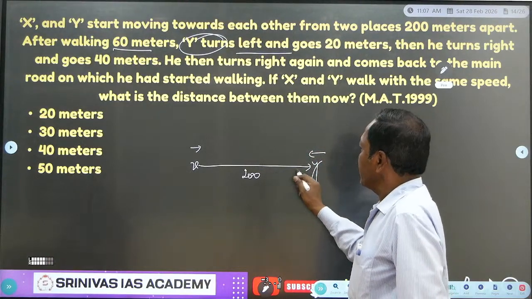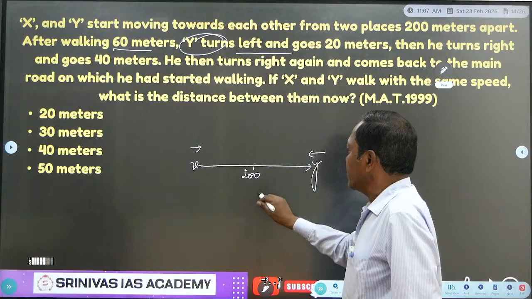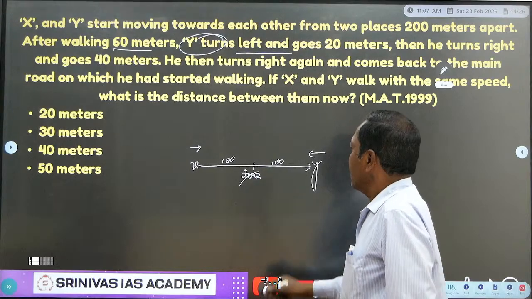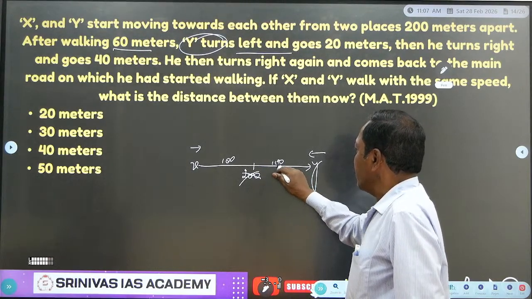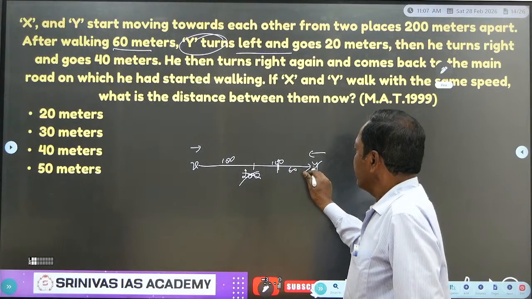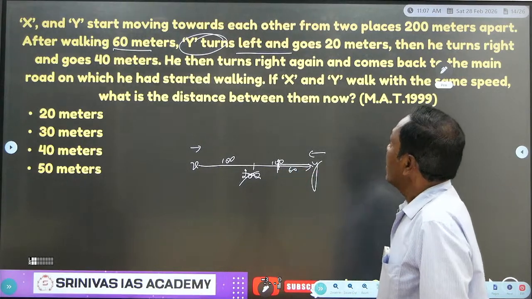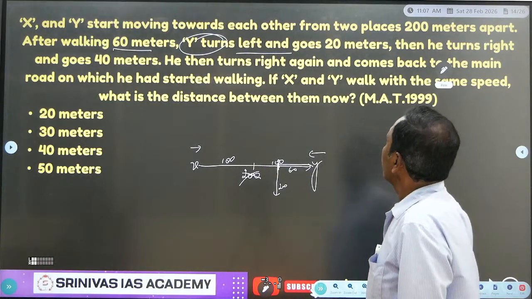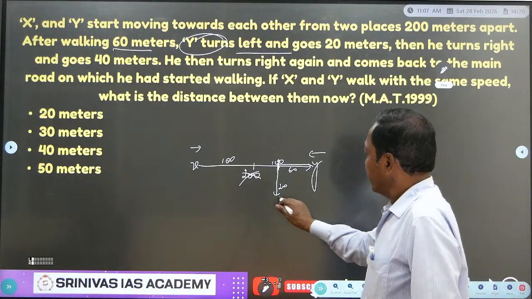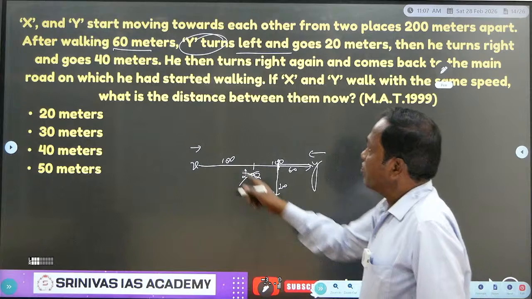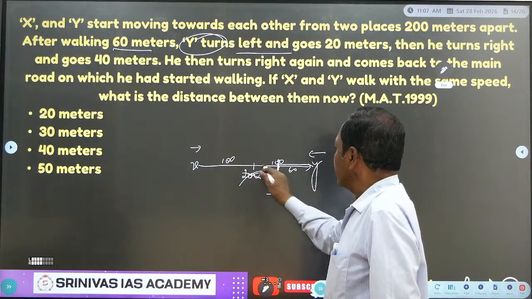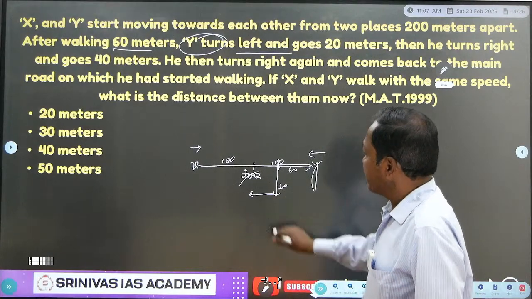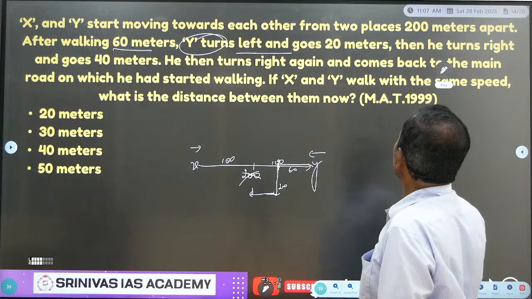After walking 60 meters, Y, let us bifurcate this: this is 100 and this is 100. And 60 meters, somewhere like that you can mark. Y comes like this till here. Left, and goes 20 meters. Then he turns right, which for us is a left, walks 40 meters. This is 40. He comes here. Then he turns right in the upward direction and comes back to the main road.